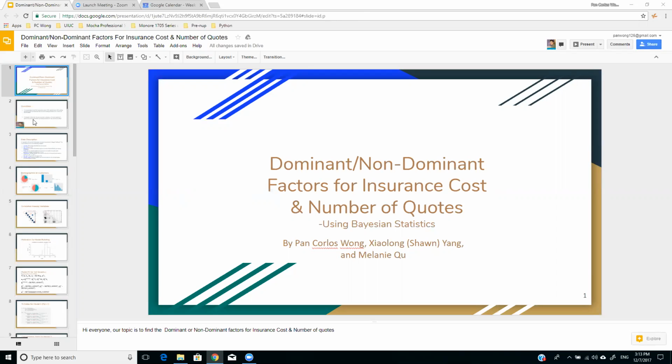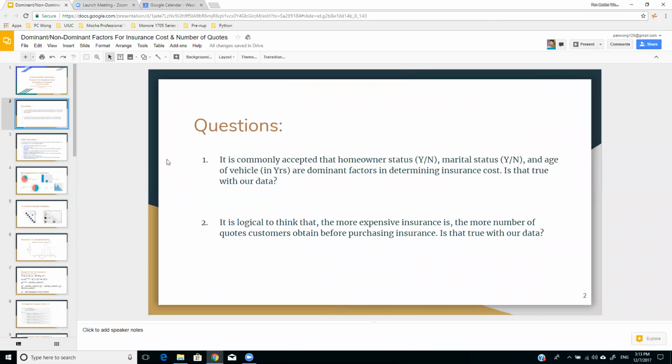There are two questions we want to ask. The first is, it is commonly said that homeowner status, marital status, and age of vehicle are dominant factors in determining insurance costs. Can we find the pattern in our data? Another question is, logically, to think that the more expensive the insurance, the more number of quotes customers obtain before purchasing insurance. Is that true with our data?